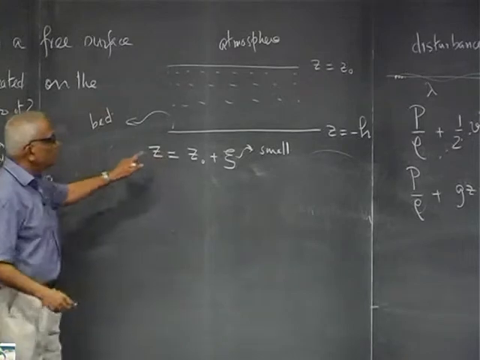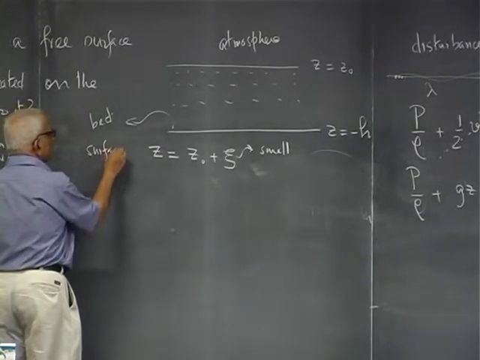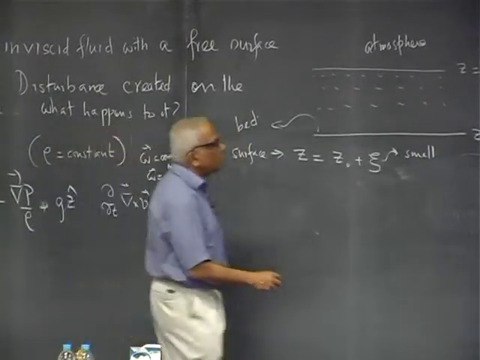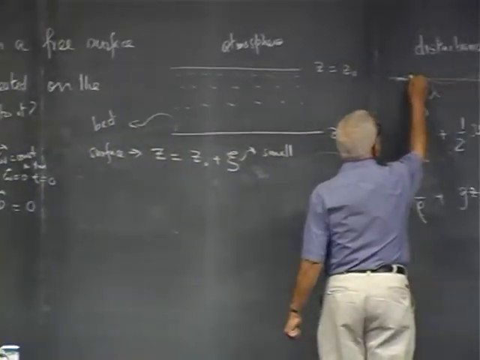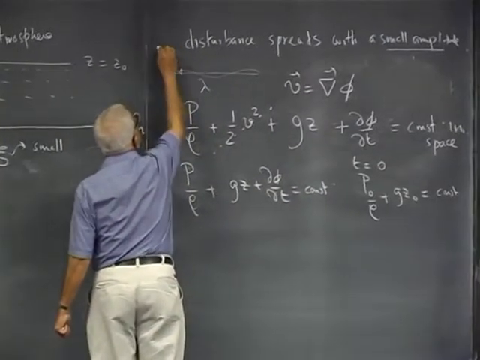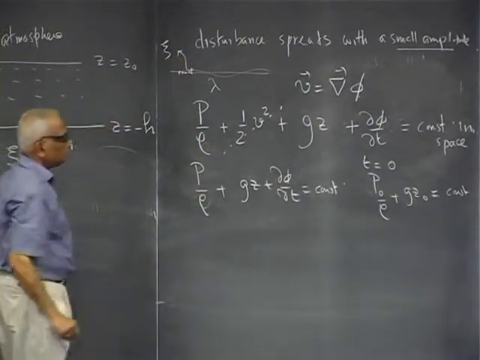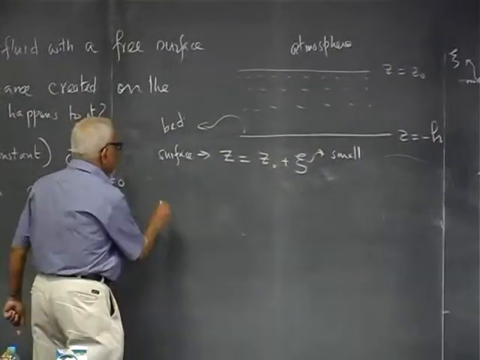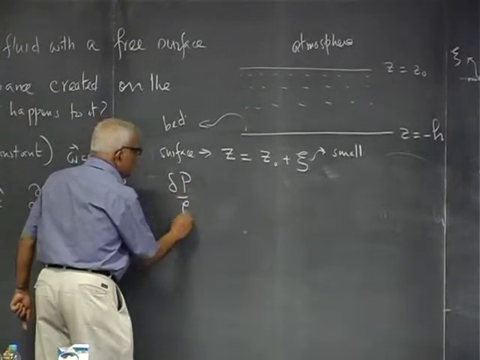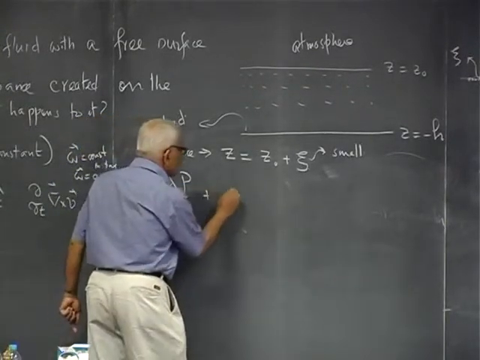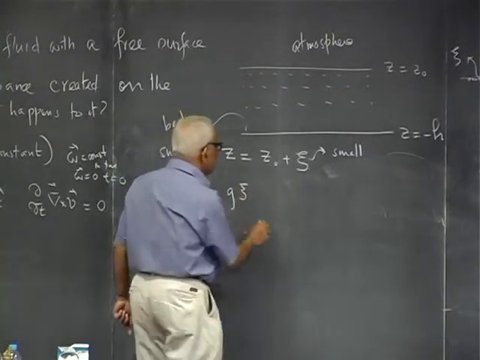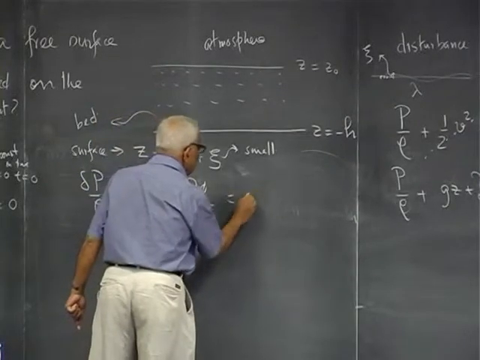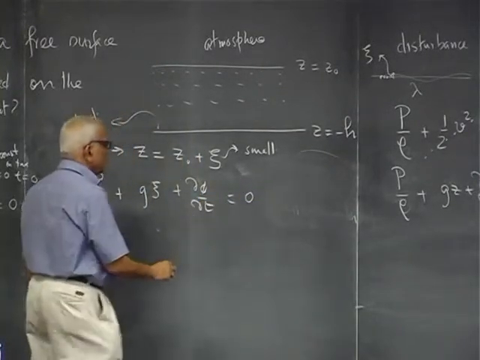So this is the surface. The surface is now given by Z0 plus, so you have this displacement over here. This displacement is my xi. Very good. So I have delta P over rho plus g xi plus del phi del t is equal to 0. So that's on the surface.